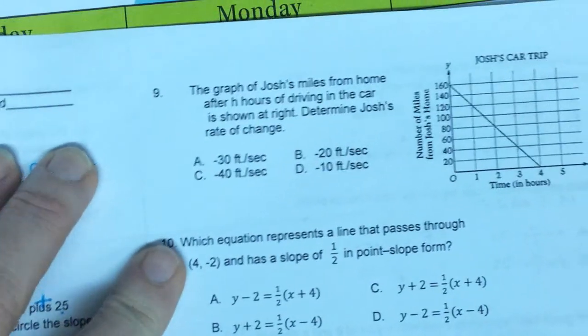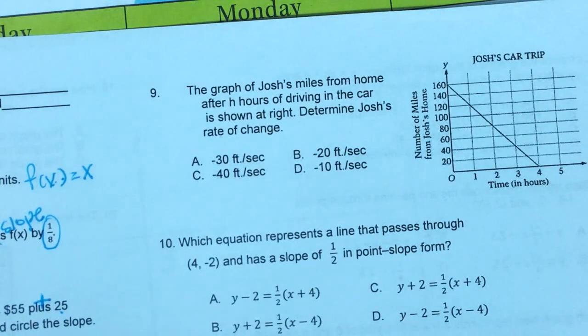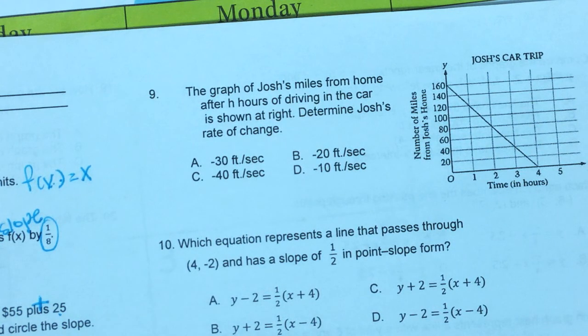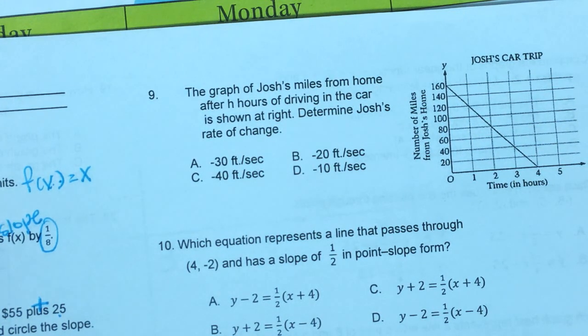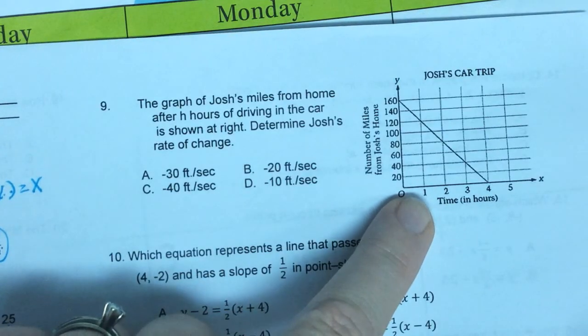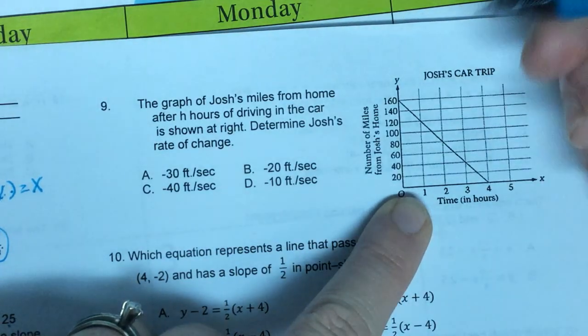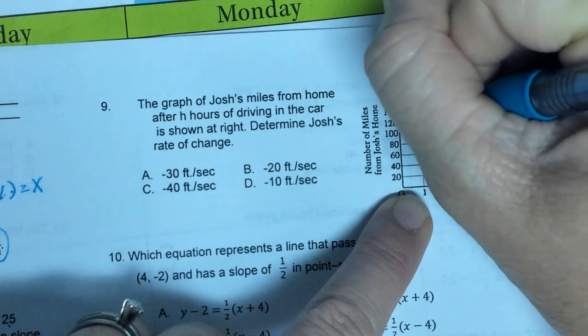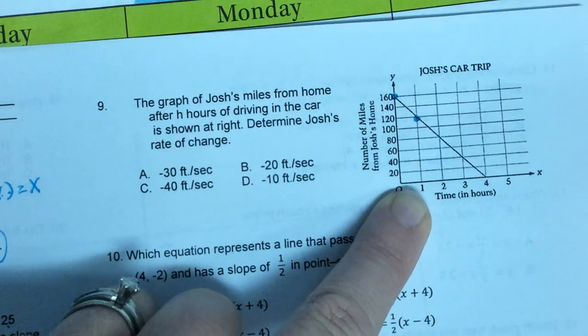Okay, number 9. The graph of Josh's miles from home after 8 hours of driving in the car is shown at right. Determine Josh's rate of change. So since I'm given a graph here and I want to find my rate of change, I'm just going to plot 2 perfect points here and just do my rise over run.